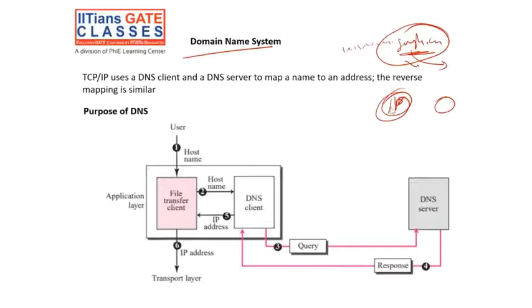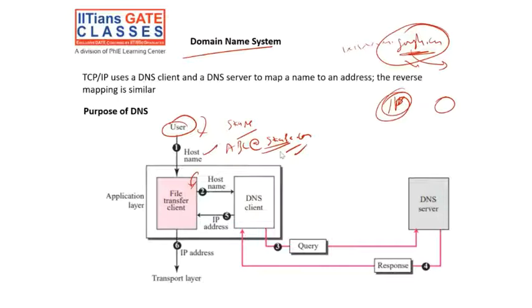So with the help of the domain name, let's take this example: a user is there and a host name is there, or for file transfer a client is there. Let's say a Skype ID, abc@skype.com, right? So this is your file transfer client. It means this is your Skype client. Let's say Skype can send the file, right? This is your Skype client.